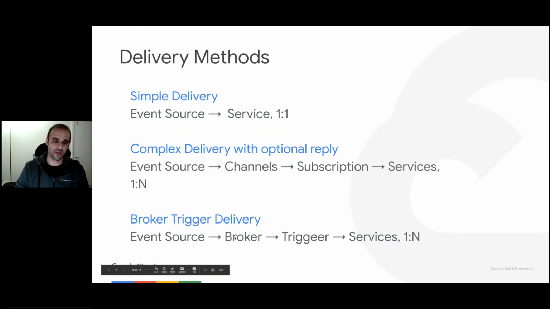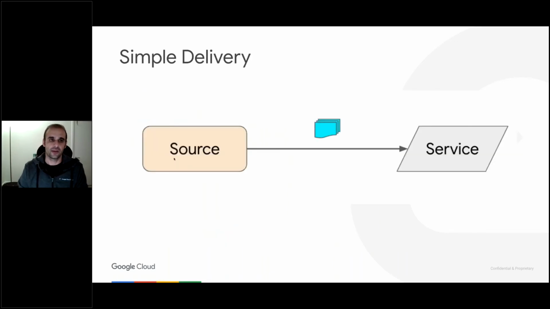The broker and trigger is the one that you should care about for the most part, because it's the most fully fledged and easiest way of using Knative Eventing, in my opinion. But I will mention the other ones as well, just in case, because they're useful in certain use cases as well. Now, simple delivery, it's the easiest way of getting events from source to service.